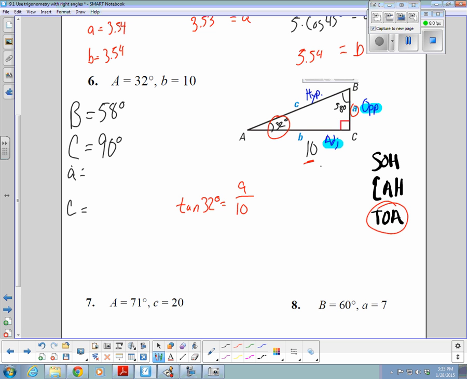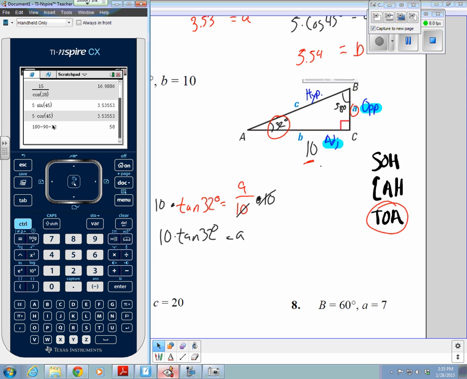Okay, so if I multiply both sides by 10 to clear out this fraction, you're doing the same kind of steps over and over and over. Multiply this side by 10, I have to do this side. I got to balance this equation out. I don't want to leave it lopsided. So A equals 10 times the tangent of 32 degrees. And then I'll have A. So, all right, that's easy enough. Just type it in your calculator. So 10 times tangent of 32 degrees. Enter.